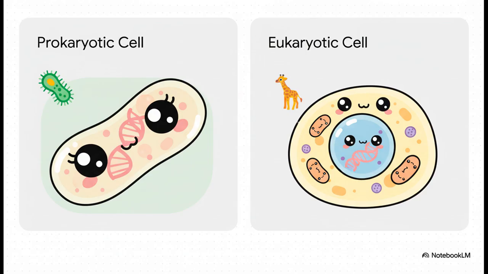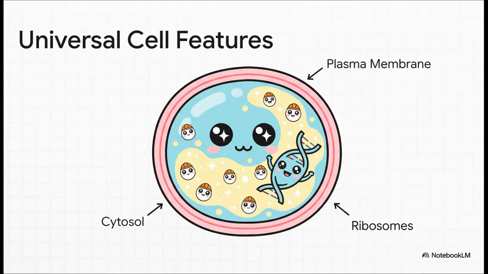It's all about compartmentalization. But, and this is what's so cool, despite those huge differences, all life as we know it is built from the exact same fundamental toolkit. Every single cell, whether it's prokaryotic or eukaryotic, has these four things: a plasma membrane acting as a gatekeeper, that jelly-like stuff inside called cytosol, chromosomes to carry its genetic instructions, and these tiny protein factories called ribosomes.